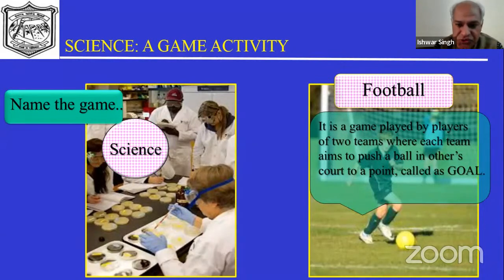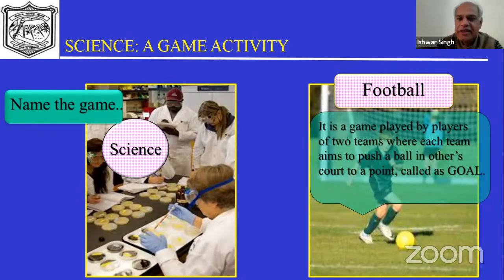So if I ask you the same thing, what do we do in science? Can anybody tell me what exactly we do in science? Just like I told you in football, our aim is to push the ball into the court of our opponent team. So what exactly are we doing in the science activity, or in the game which we have named science? So we try to gain information and analyze the information in order to address a scientific question.